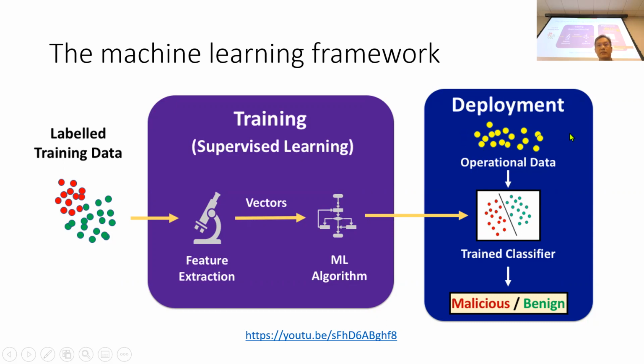And then it is deployed for applications. When new data comes into this classifier, it puts it as red or green, to give you the results.